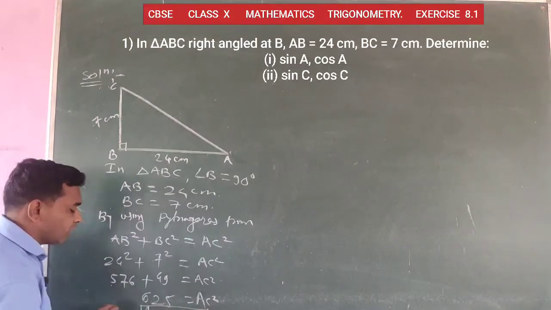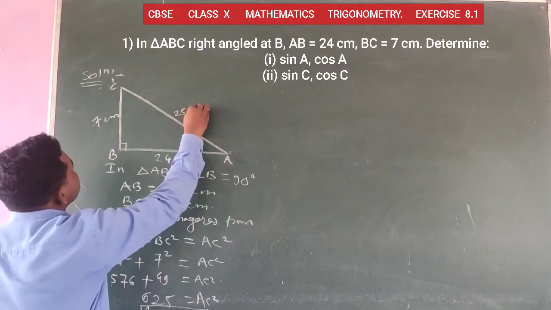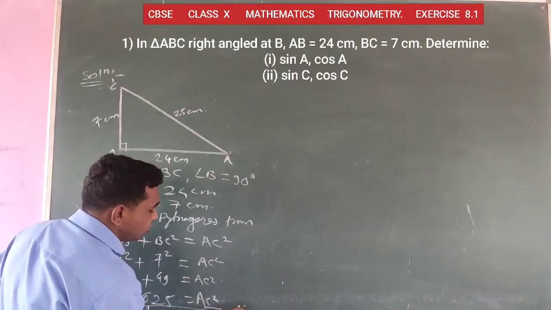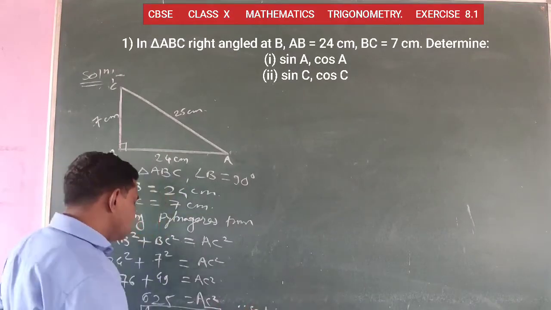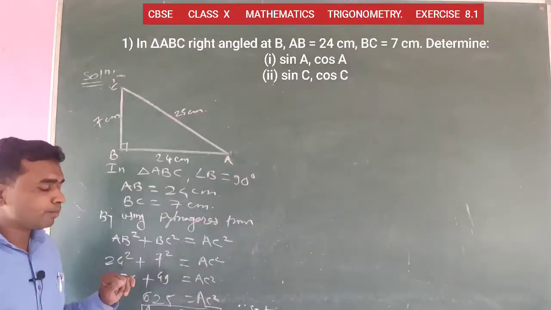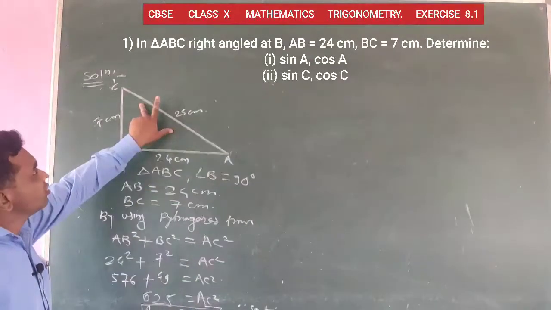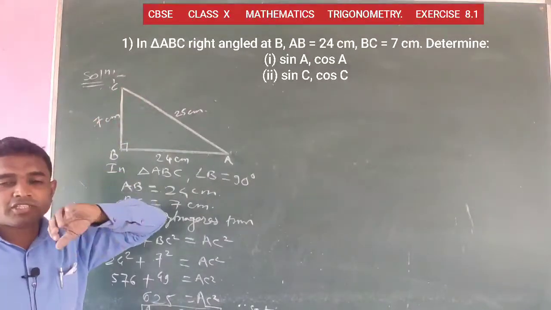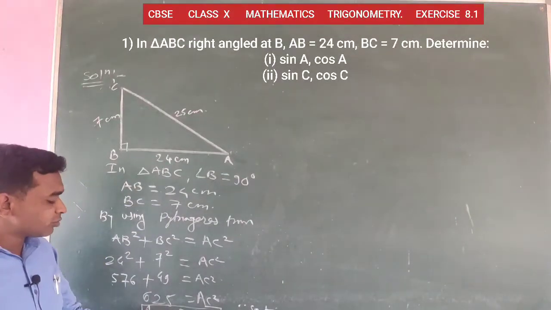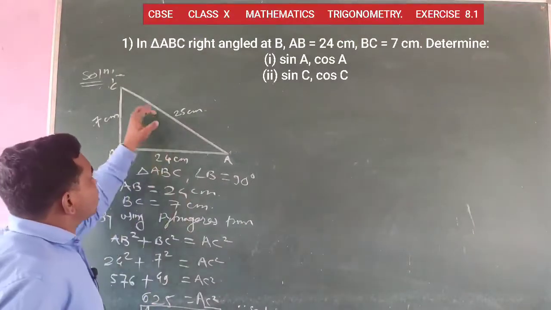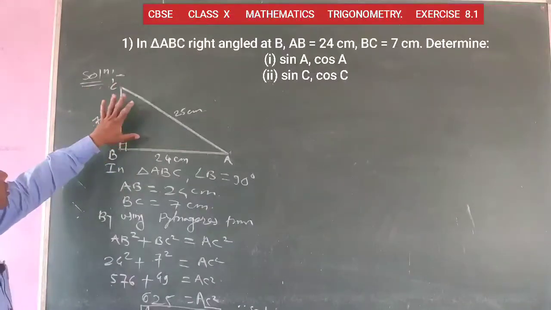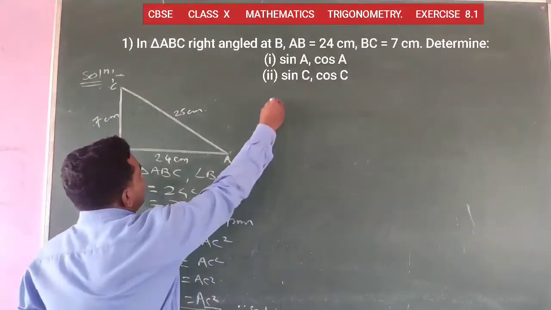That is, the hypotenuse of the right angle triangle is 25 centimeters. By taking the square root, the square root of 625 is plus or minus 25, but AC is a hypotenuse and it is always a magnitude value, so we take the positive value. So AC is equal to 25 centimeters. Now all three sides and their measurements are with us. So now we are going to find the trigonometric ratios.